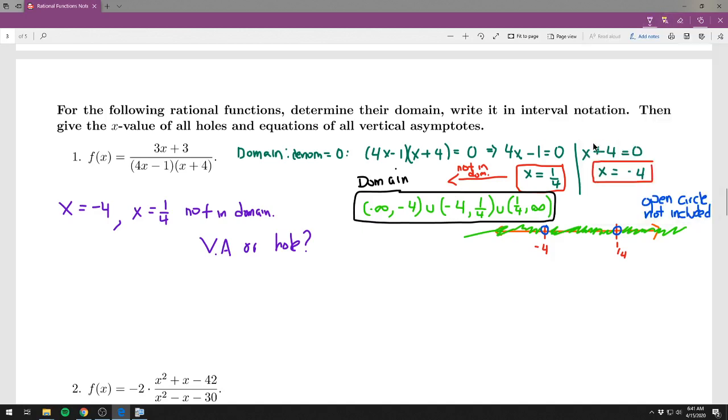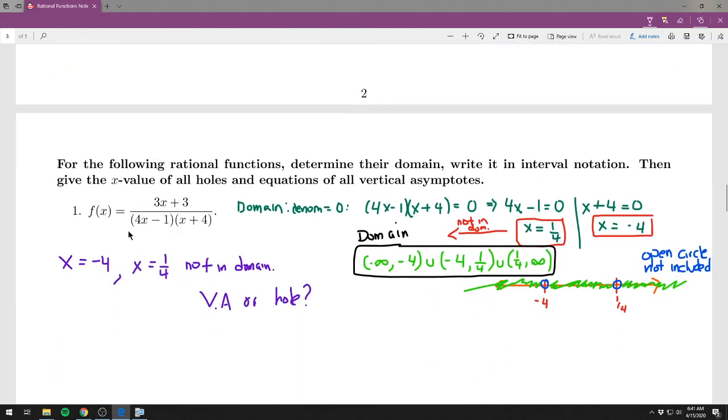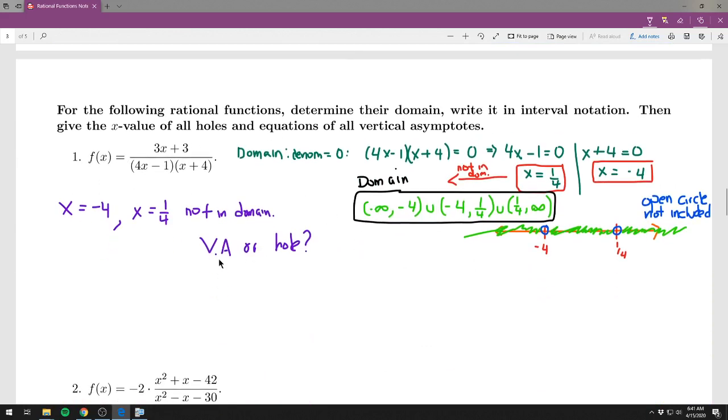Well, the thing that I mentioned up here, which I'll go back to one more time: to determine which occurs, we factor and cancel if possible. All right, so what you want to notice here is this is factored for us, and there are no common factors.